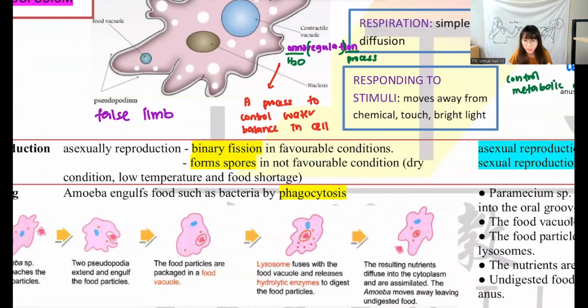How do we define a favorable condition? It is when there is enough water, enough food. Got water, got food, temperature is okay. We call this favorable. Not favorable means what? No food, no water, dry, low temperature, acidic. That is called not favorable.